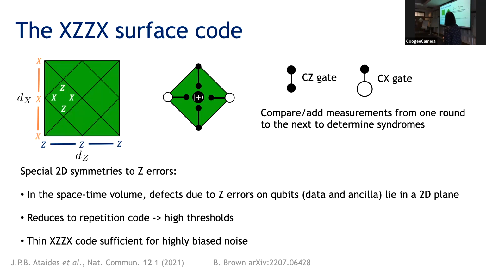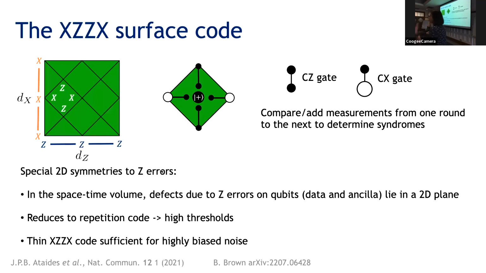The nice property about the XZZX surface code is that it has 2D symmetries to Z errors. So if you have Z errors in your system, then the syndromes that are generated lie on a 2D plane. What this means in terms of decoding, if you're familiar with minimum weight perfect matching decoding, is that you have to find perfect matchings of a graph that is 2D rather than 3D, and so this makes decoding easier and you get higher thresholds.